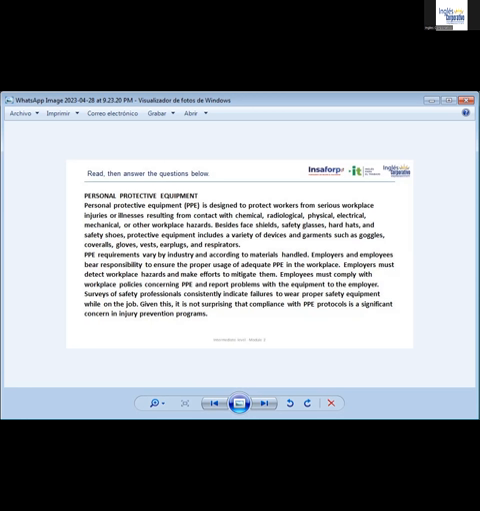Is designed to protect workers. Okay. From serious hazards, for example. Or avoid accidents. Right.